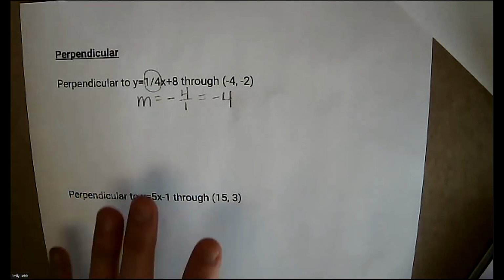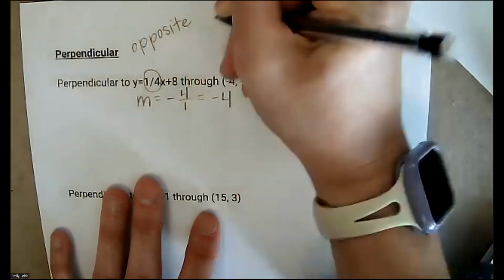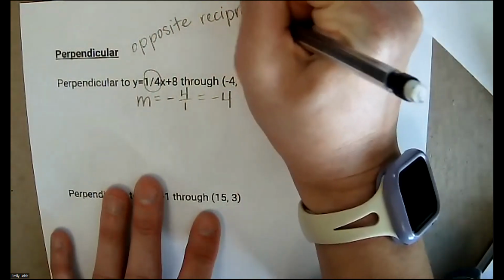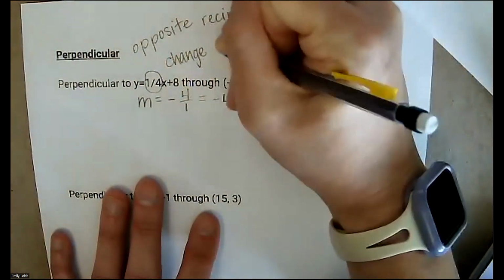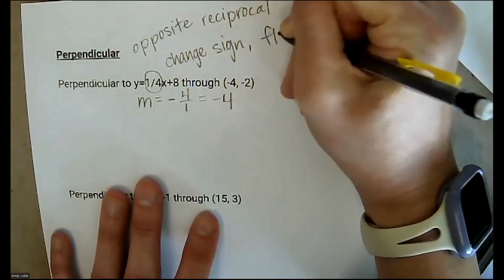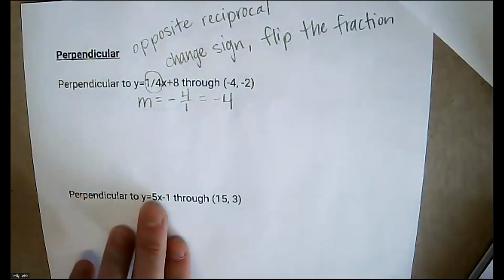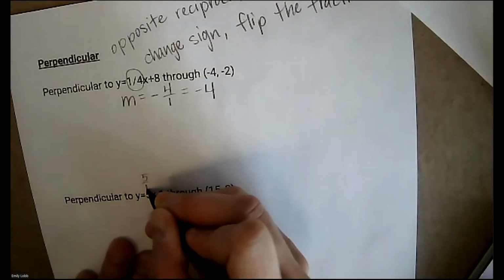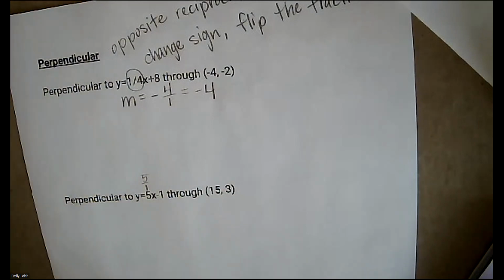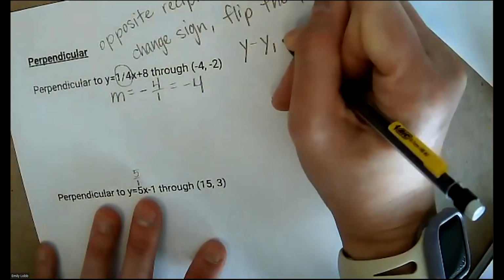You don't need to simplify improper fractions, but you should know that something divided by 1 is just a whole number, right? So remember, you're going to find the opposite reciprocal here, which means you're going to change the sign, flip the fraction. So if it's not written as a fraction, you have to think of this as 5/1, right? Then you're going to take the opposite and flip it. Should all be review. And the only thing you're going to do is put it into your point slope form.